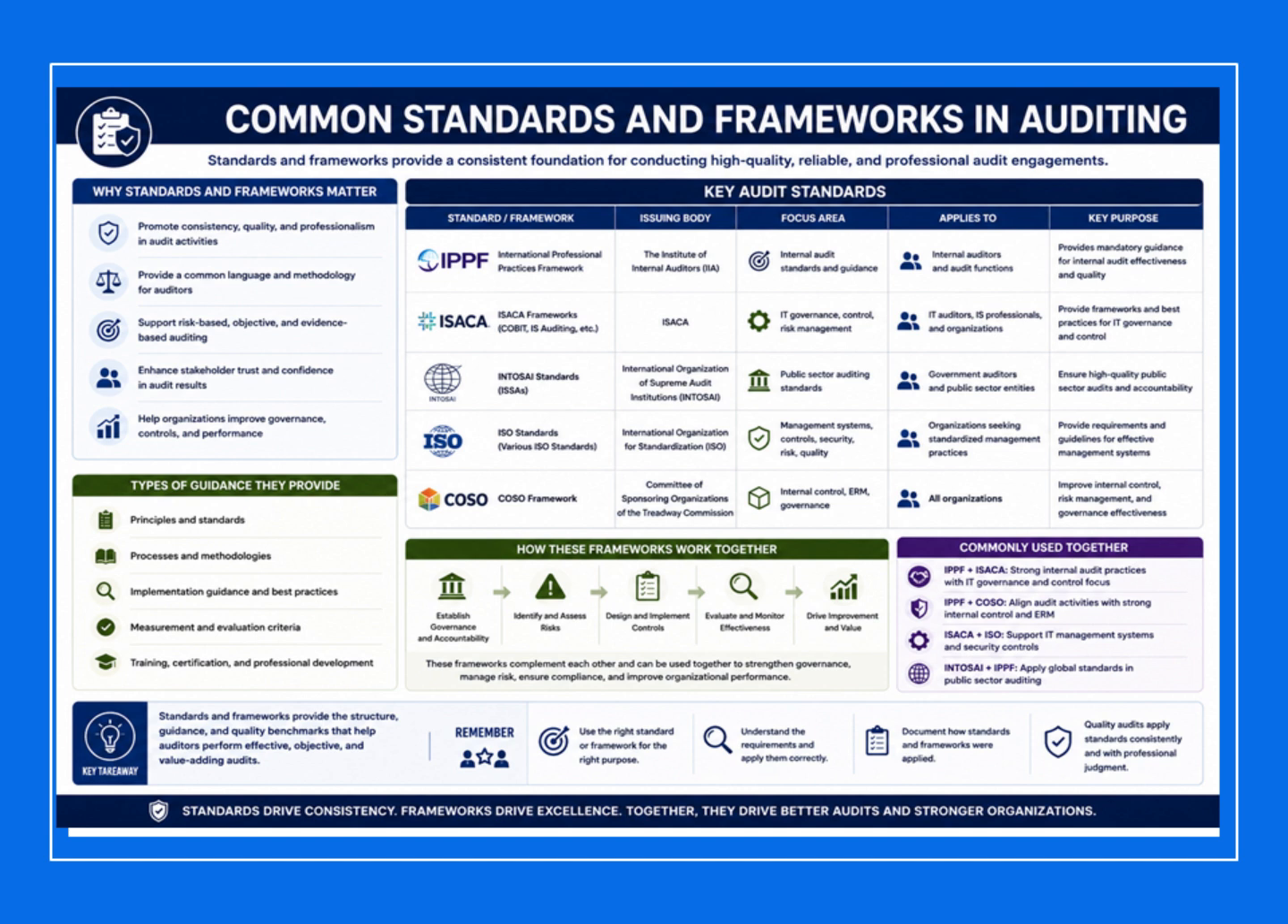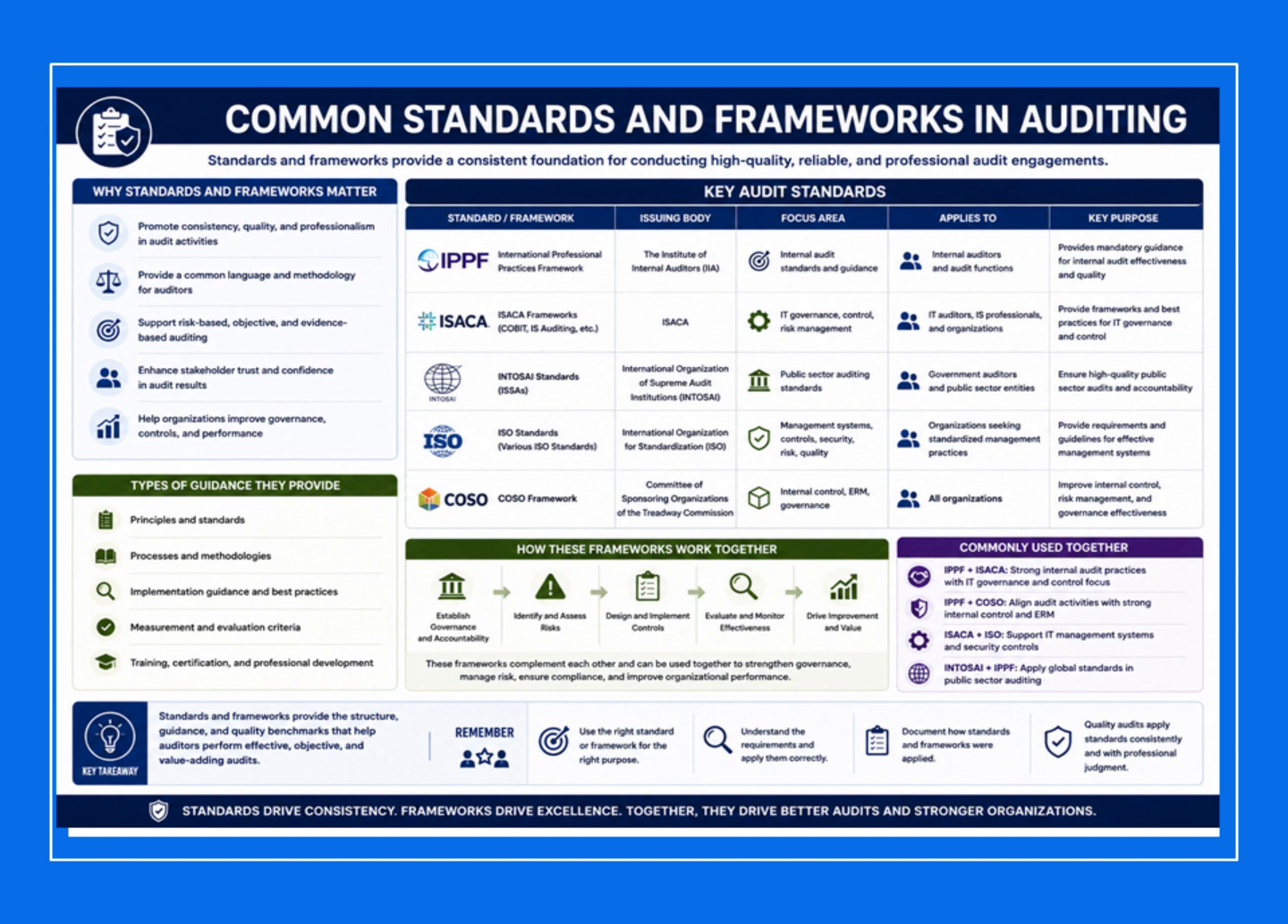The IPPF, or International Professional Practices Framework, is issued by the Institute of Internal Auditors, or IIA. It provides mandatory guidance and best practices for internal auditing, including principles, standards, ethics, and quality requirements. CISA frameworks, including COBIT and IS auditing guidance, focus on IT governance, information systems control, cybersecurity, and risk management. These are especially important in technology-enabled environments and are heavily referenced in CISA-related auditing.